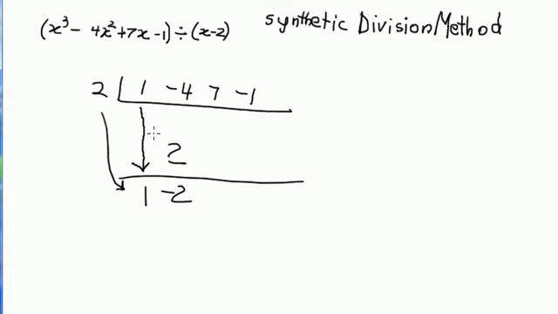And then I repeat the process. So I have 2 times -2, which is -4. So I write the -4 underneath the next term. -4 plus 7, which is 3. And then I repeat the process again.